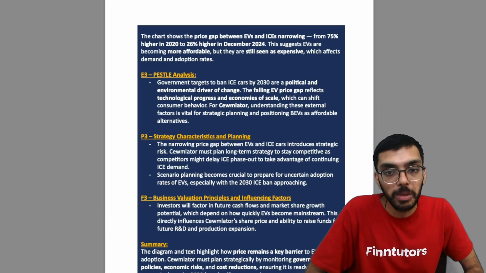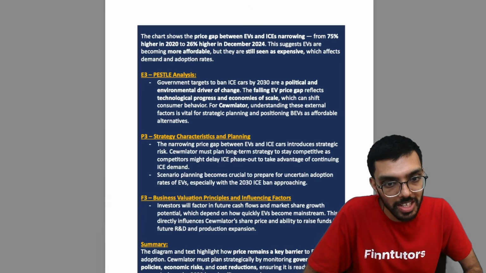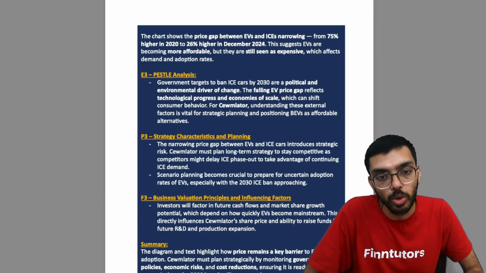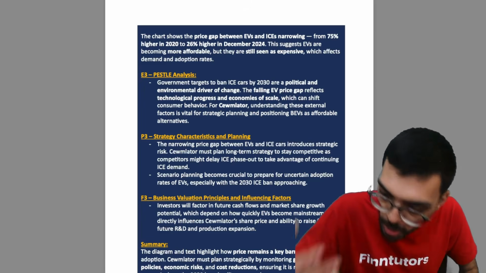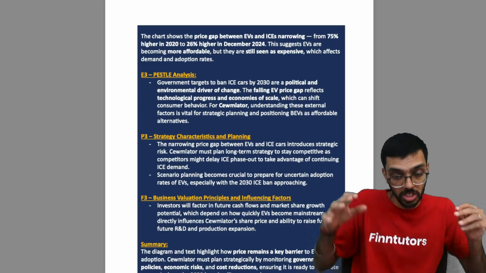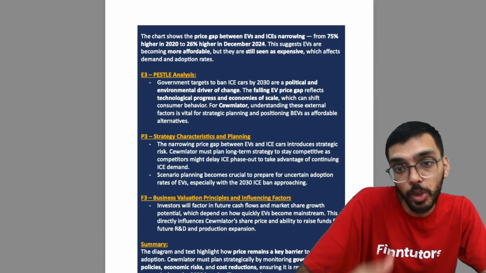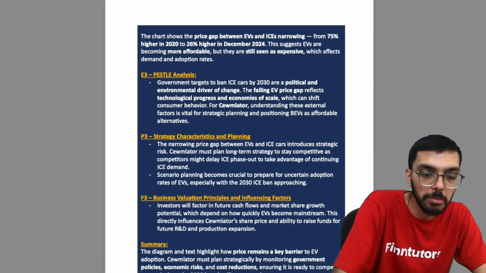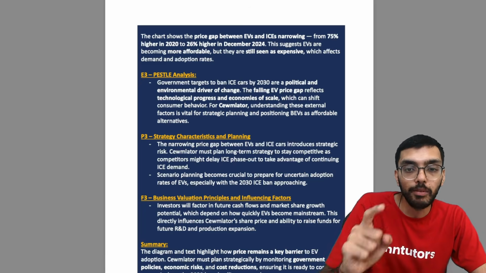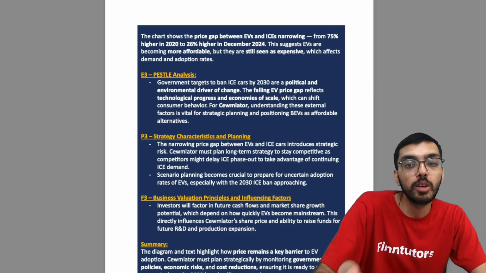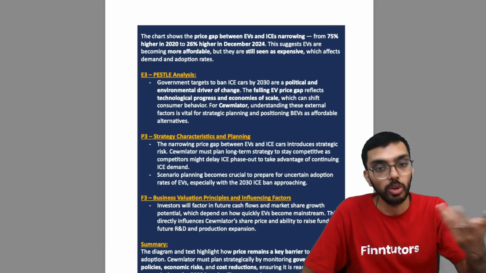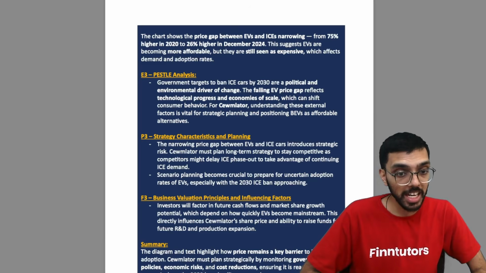Next, the narrowing gap between EVs and ICE introduces strategic risk. Cewmlator must plan long-term strategy to stay competitive, as competitors might delay the ICE phase out. So you still have to make sure you keep reducing your costs, reducing your prices. So even if the ICE phase out plan by 2030 doesn't happen, you are competitive, and scenario planning becomes crucial to prepare for uncertain adoption rates of EVs, especially with the 2030 ban approaching, which is only 5 years away now. So scenario planning again coming to the picture.